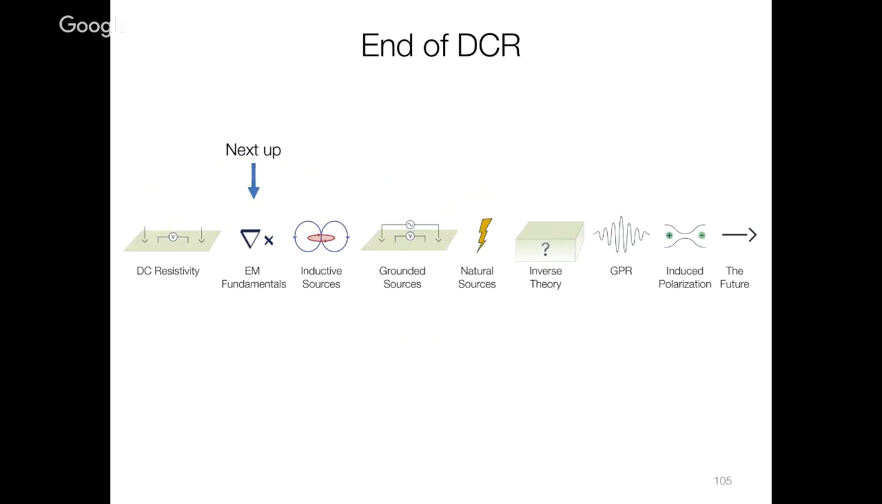So that was sort of the really good news of DC resistivity. And clearly it's very effective under certain circumstances. But at some point it has some problems. So now we want to go to the next part, which is electromagnetic induction, EM fundamentals, and see how we could potentially use this other kind of survey to probe the subsurface.